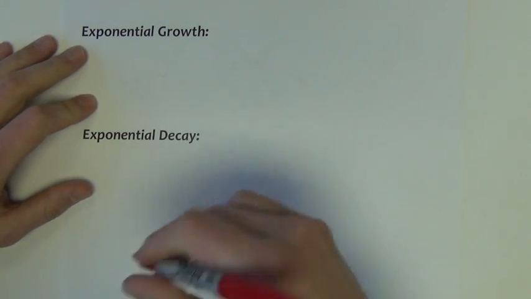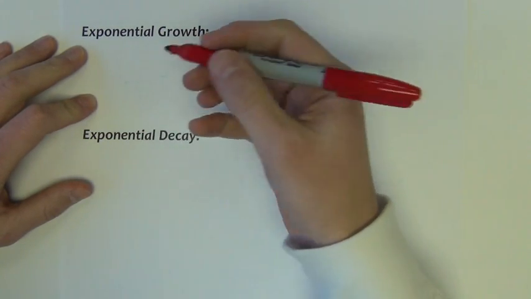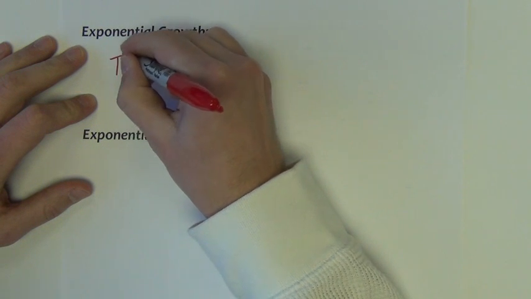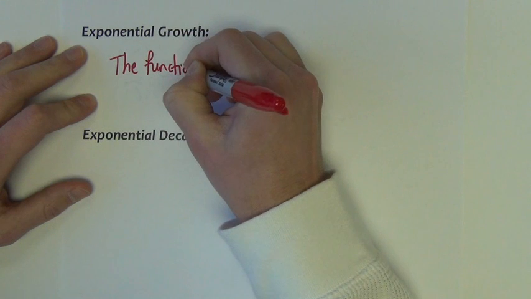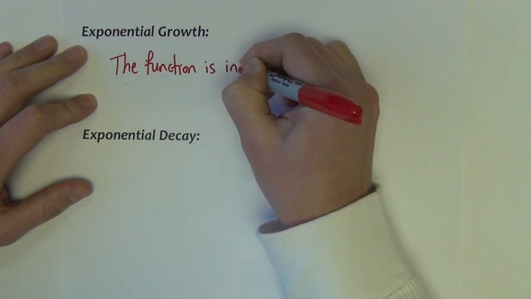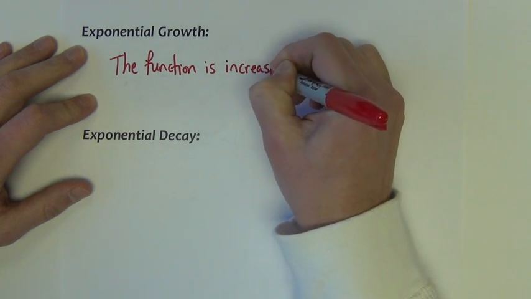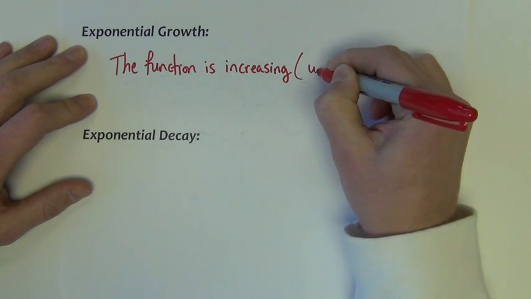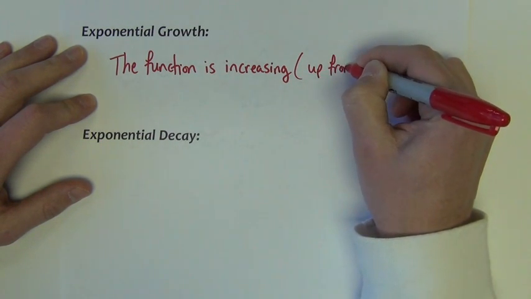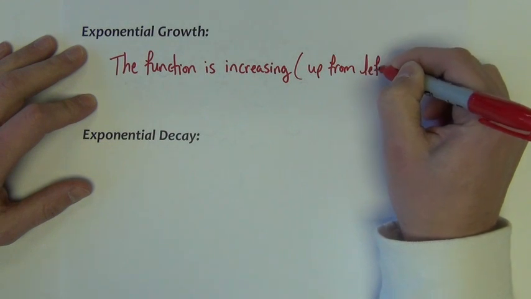Okay, having seen a couple of graphing exercises, I think we're ready to describe what exponential growth and exponential decay are. Exponential growth would be when the function is increasing. What does increasing mean? It means going up from left to right.